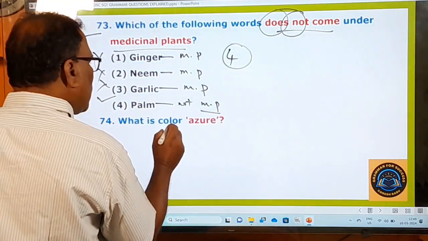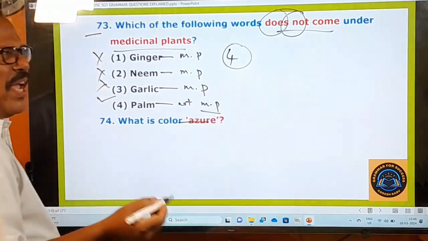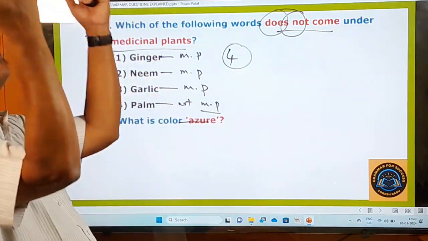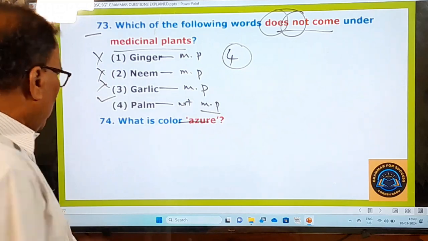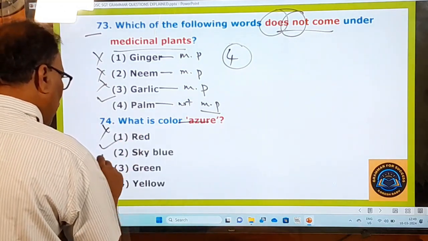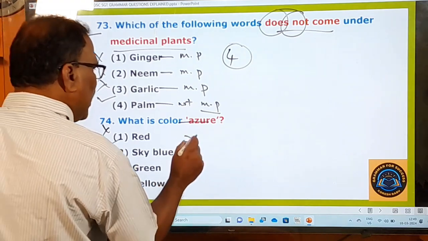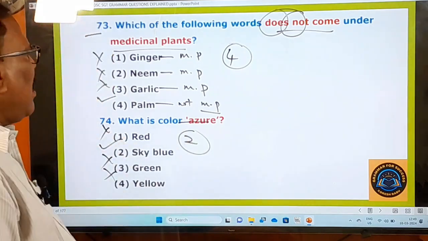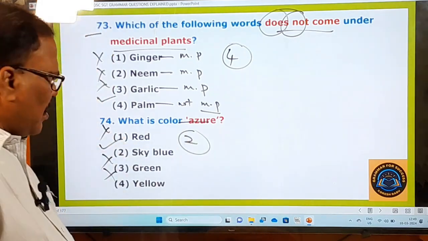74th one. What is the color azure? Azure, everybody knows. Azure means blue sky. Sky blue is called azure. So what should be the answer? Red, no. Sky blue is the right one. Green, no. Yellow, no. Only the second one is going to be your answer. And now let's move on to the other questions.